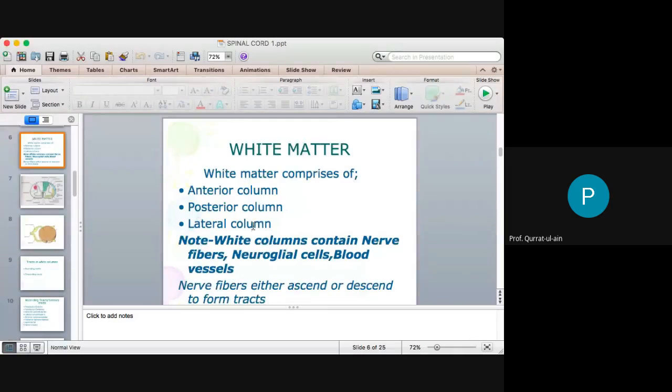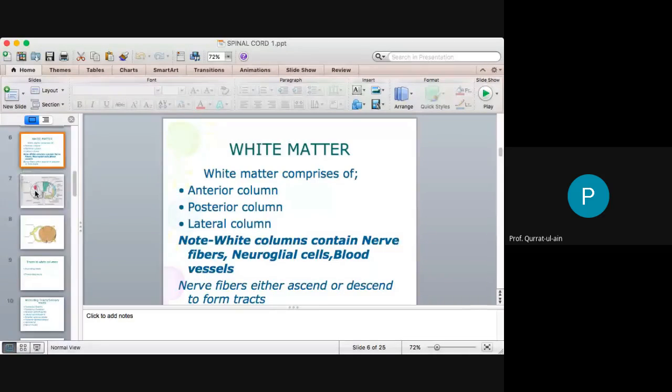So I have now told you that there are different columns in the white matter: anterior column, posterior column, and lateral column. You are generally asked to write the tracts present in the anterior column, or in the posterior column, like this. The white matter mainly consists of nerve fibers, as you know, and in addition there are neuroglial cells, which are the supporting cells, and of course blood vessels present in between.